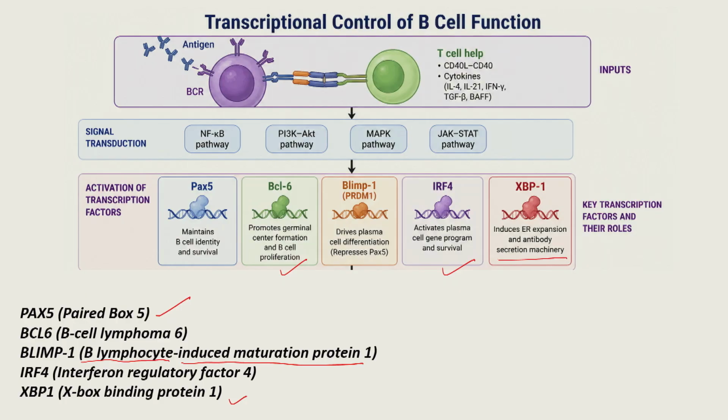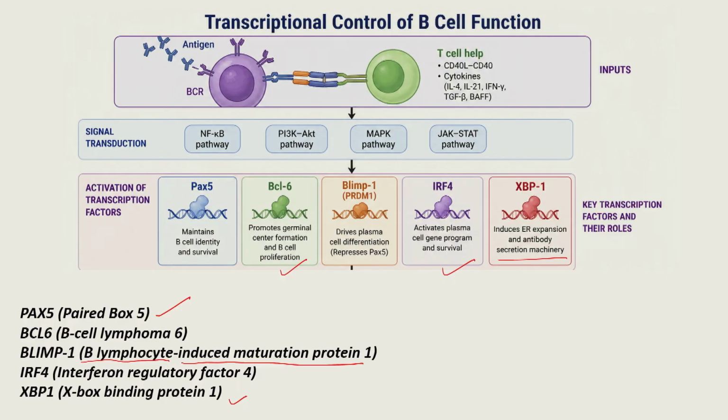So these are some of the key factors which are responsible for transcription regulation in the B cell: PAX5, BCL6, BLIMP1, IRF4, and XBP1. Again, we need to just remember that these are the transcription factors which are very critical for the B cell activation pathway. This will change once we discuss the T cell population.